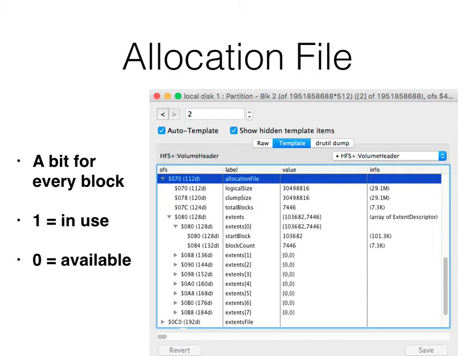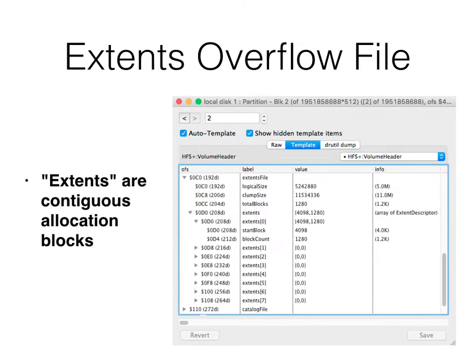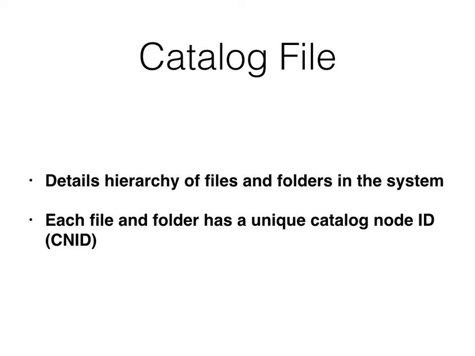There's an allocation file, and the allocation file has a bit for every block. And 1 means it's in use, and 0 means it's available. A very simple structure. Inside, it's actually using a B tree, which is a special way of organizing the blocks so it's fast to search. But in this book, we didn't bother going through the details of that, which I think is all right. The extents are contiguous allocation blocks, which are available places to store files. And then there's the catalog file, which is, I think, the closest corresponding analogy to the master file table.